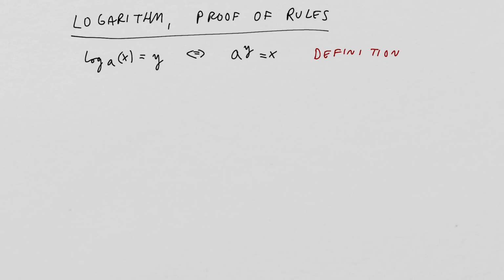Let's prove some rules of the logarithm by using the definition. Logarithm is the inverse function of the exponential. So, if we take the logarithm of base a of 1, we should think what power should we give to a to get 1? Any number to power 0 is 1, so this number is 0.